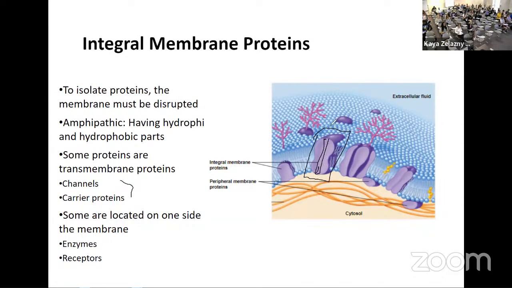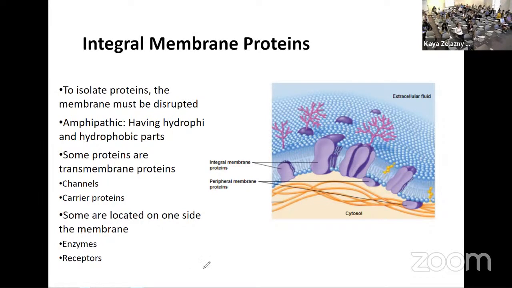It would literally be a channel where something could go through. Carrier proteins will have to move. If I need a carrier protein, it will have a pocket on this side, but then sometimes it splits to the other side. We'll talk about those as we talk about transport across membranes and as we talk about systems where this is an important part.